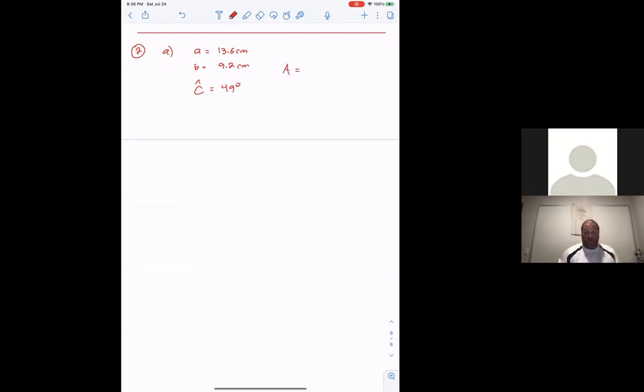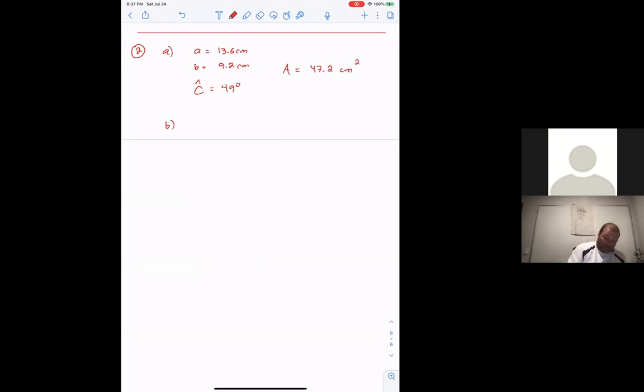So I'm not even going to draw it because I know that C hat is sandwiched between A and B. So it's 1/2 times 13.6 times 9.2 times sine of 49 degrees, which gives me 47.2 square centimeters.